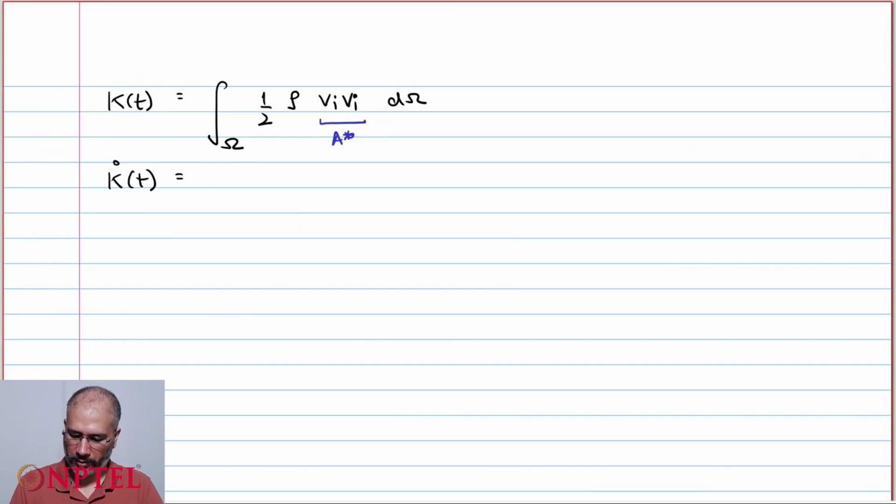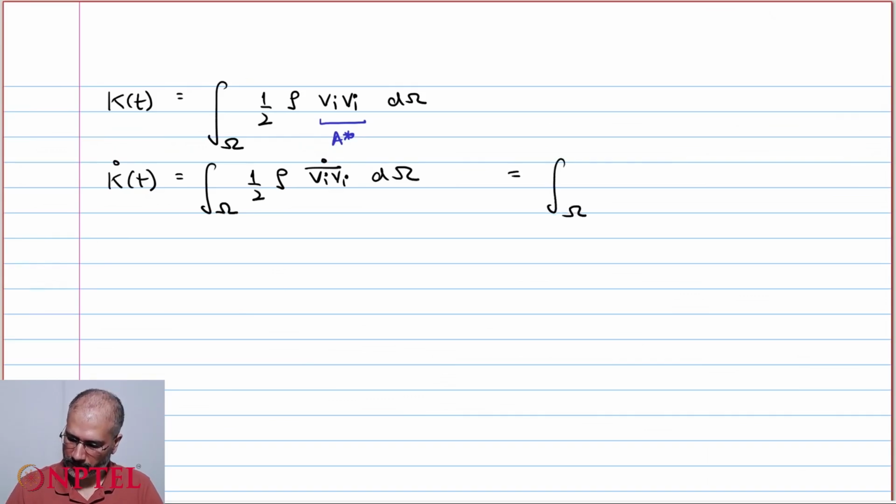So from our discussion on the material derivative of integrals, this becomes half rho, and then we have a dot over vi times d omega, which can be written as this, because the material derivative of vi squared is twice vi dot, so the factor 2 cancels.